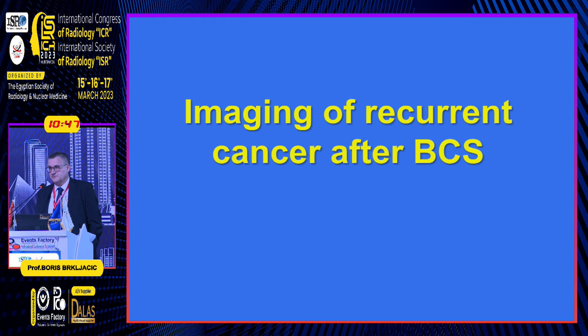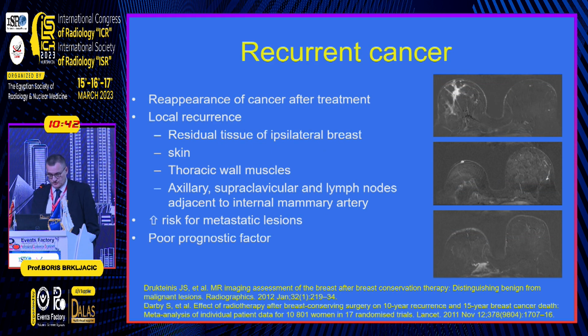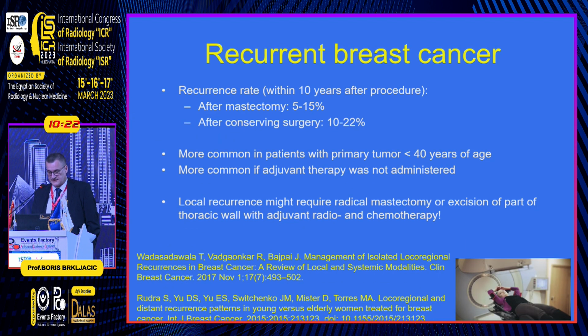A much more common problem is imaging of recurrent cancer after breast conserving surgery. We know that these are tumors that reappear after cancer treatment. We can have local recurrence in the ipsilateral breast, skin, thoracic wall muscles, or lymph nodes. And it's, of course, an increased risk for metastatic lesions and a poor prognostic factor if patients have recurrent cancer. The recurrence rate is around 5 to 15% after mastectomy within 10 years and 10 to 22% after conserving surgery.